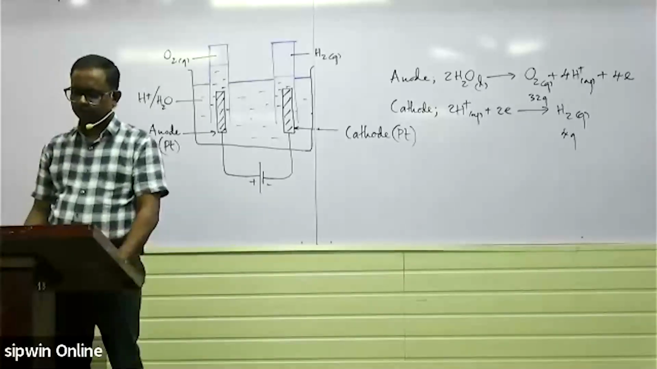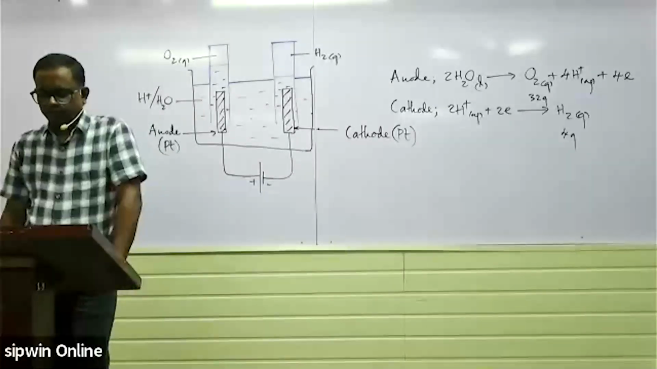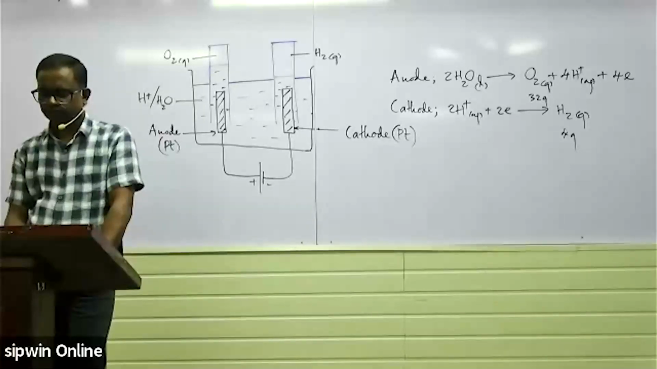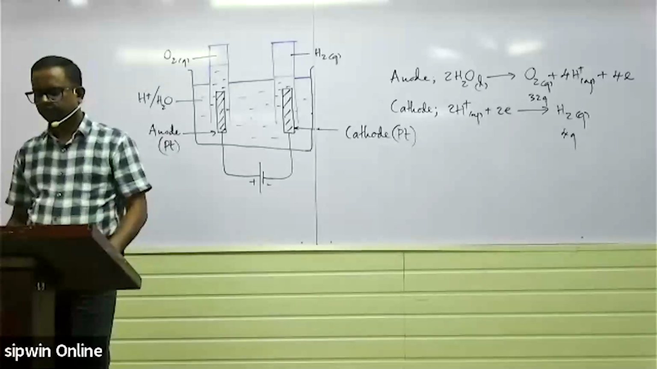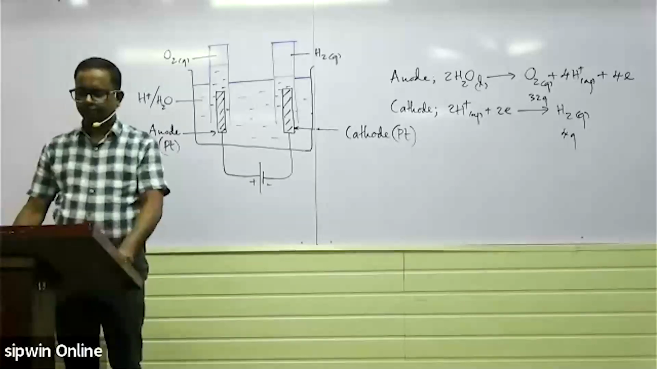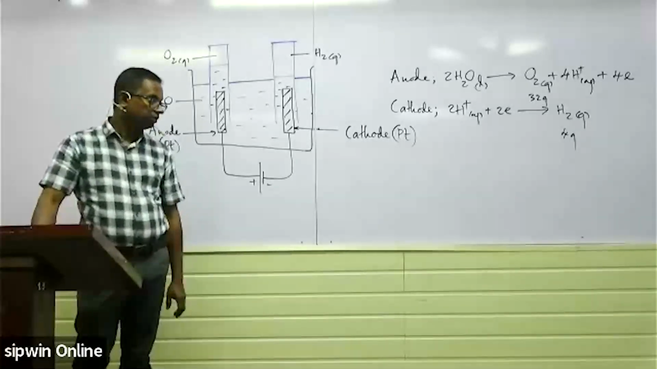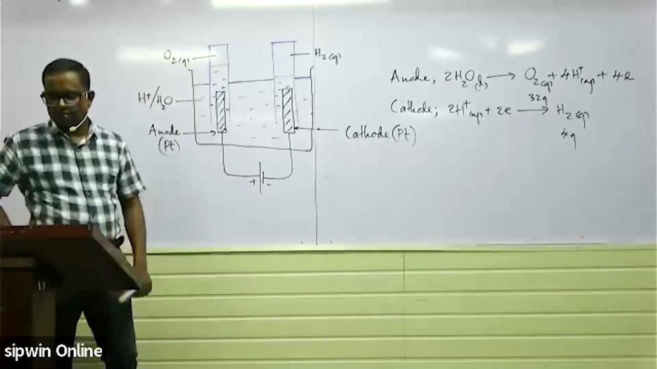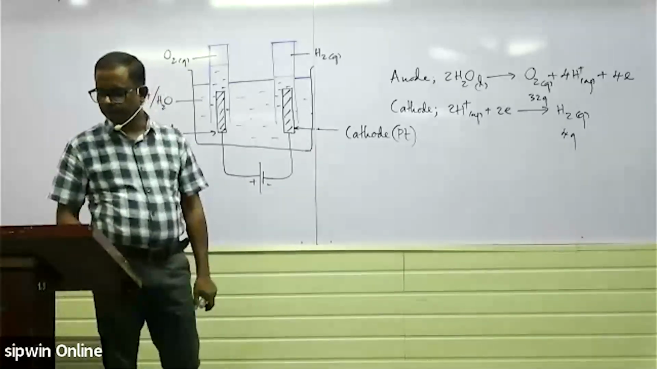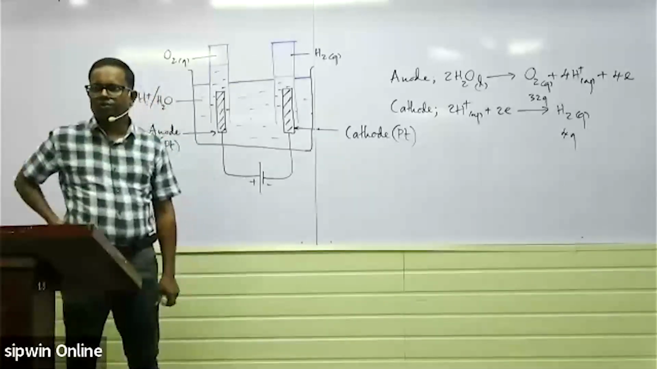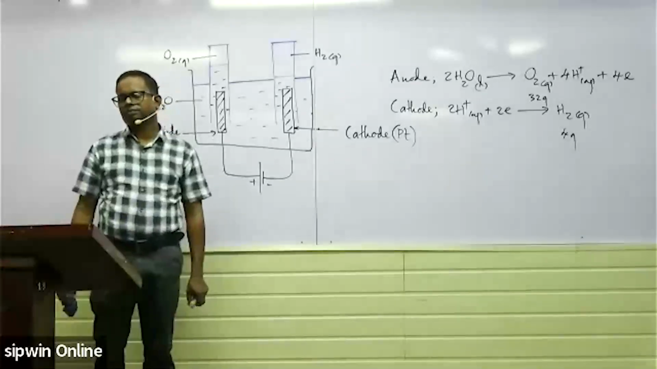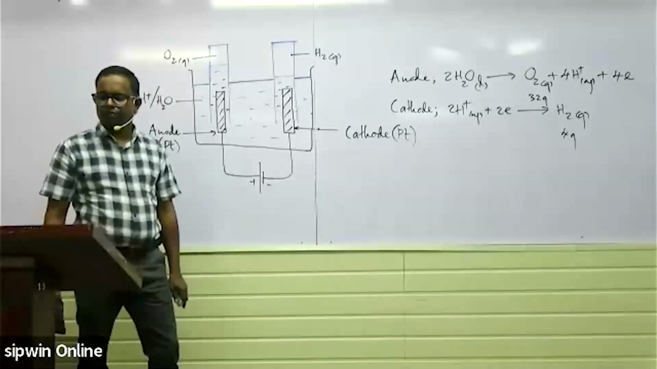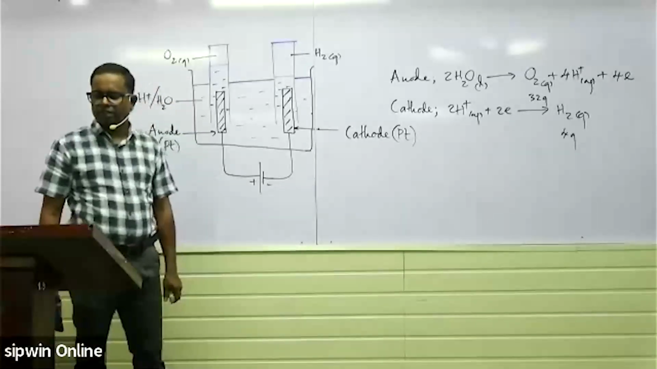1 mole of oxygen within a bracket 32 grams released from the anode, while 2 moles of hydrogen within a bracket 4 grams, close bracket, evolve from the cathode.